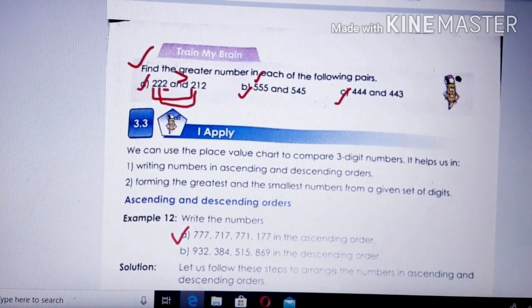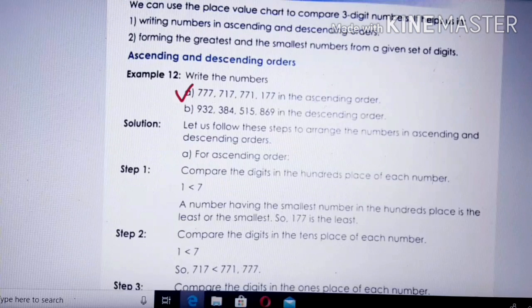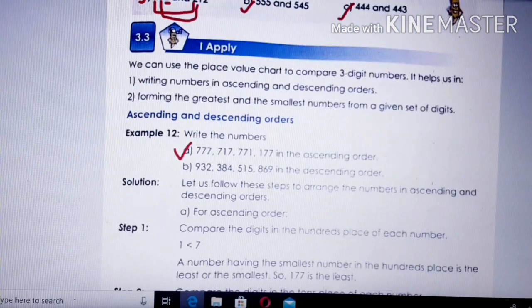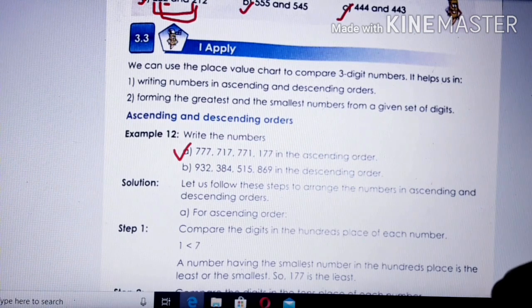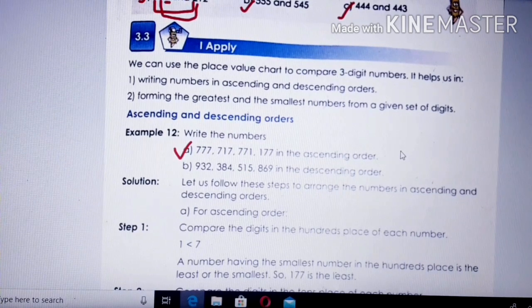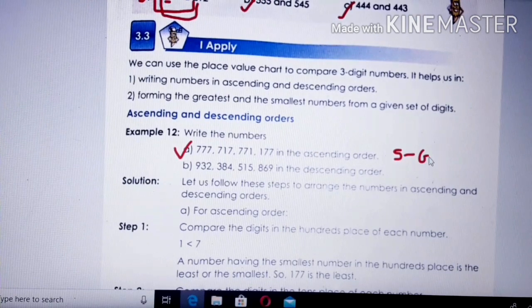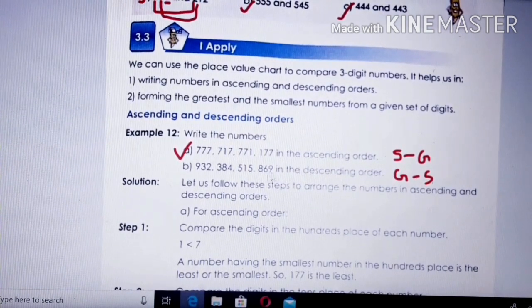Next, ascending and descending order, children. As we have already done, you know how to arrange numbers in ascending and descending order, isn't it? So ascending means what? Arranging numbers from smallest to greatest. And descending means greatest to smallest. Ascending means smallest to greatest, and here greater to smaller. Okay. So when you arrange the numbers, children, what do you do?